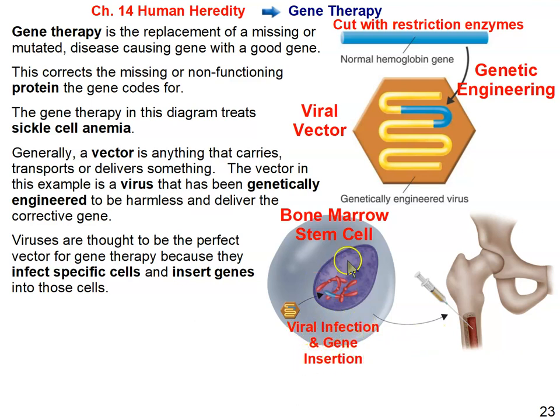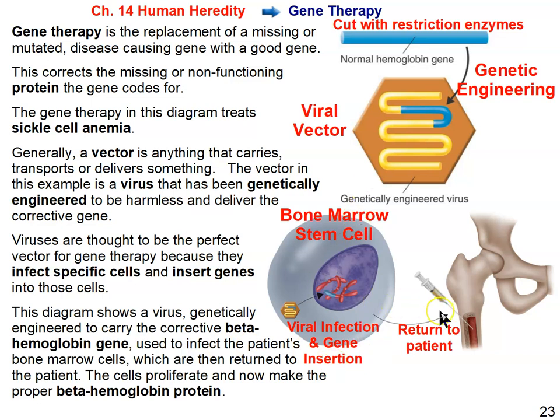So viral infection and gene insertion. So there's the virus, the genetically engineered virus. It's infecting the cell and inserting its genes into the genome of the cell. And then those cells can be proliferated. In other words, in cell culture, they will multiply. So you only have to do this to a few cells and then just allow them to multiply. And then you put them back in the patient where they will continue to multiply. They will continue to divide by mitosis. And therefore, they all will be genetically identical to each other. And then they will take on the role of producing blood cells within that individual. And that will cure, in this case, sickle cell anemia.